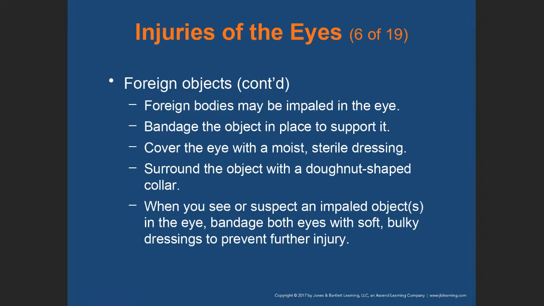So the donut goes over the object to keep it stable, and as long as there's no contraindication, you transport these patients in a supine position, and you want to cover both eyes because the nerves work together. So if the good eye is moving, the injured one will move as long as the nerves are intact. So we want to limit that movement of the injured eye.